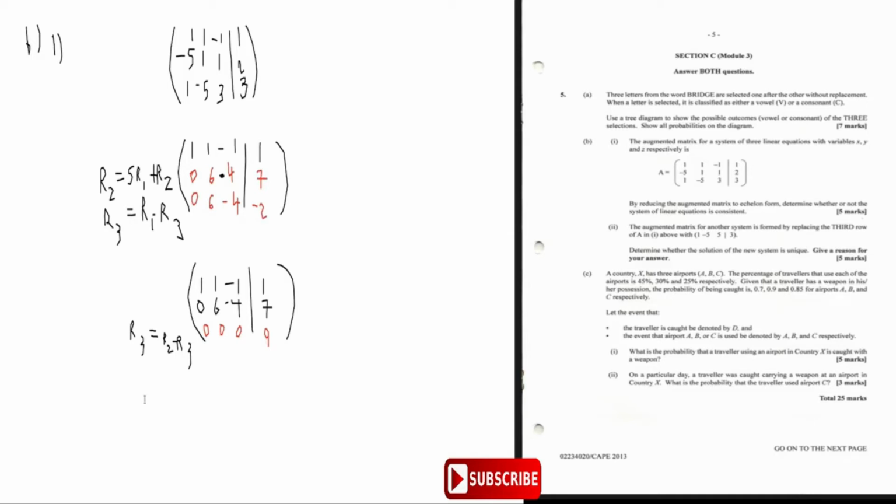So hence the system is inconsistent. System is inconsistent. All right? You might ask me, sir, why is the system inconsistent? The system is inconsistent because you can't have 0, 0, 0.